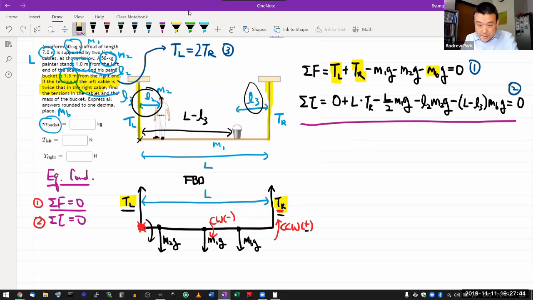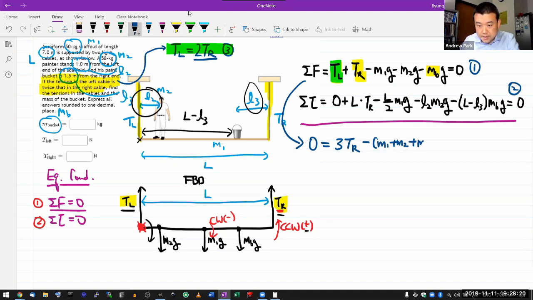Let me try to solve it quickly. Okay, so this is going to be my strategy. It looks like we already don't have TL in the second equation. So what I can do is use equation 3 to eliminate TL from equation 1. Let me do that. Then what you end up with is 0 is equal to TL, in terms of TR, that's 2TR plus TR. So let me write that as 3TR, simplifying as I go. Minus, let me factor out G. So it's M1 plus M2 plus MB, times G. Okay, that's equation 1. And equation 2 doesn't change quite yet.